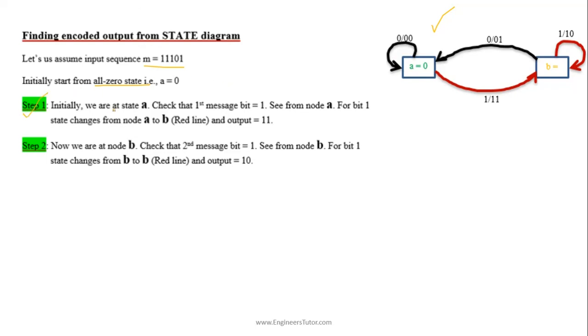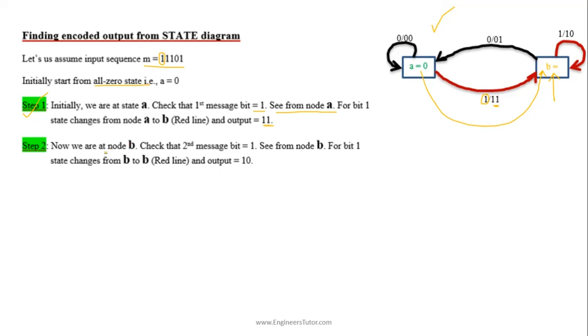In step 1, initially we are at state A, because state A is the initial state, 0 state. We check the first message bit. First message bit is 1. See here, the first message bit represents the input message is 1. From node A, for bit 1, state changes from A to B. The output is 1 1. Now we are in state B.